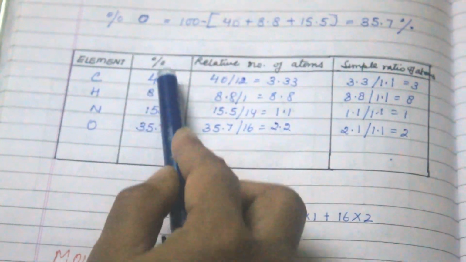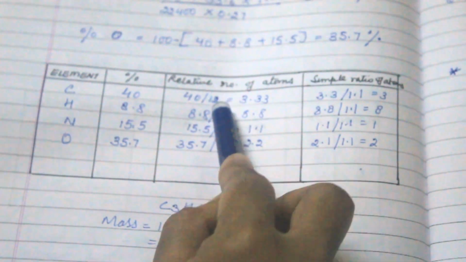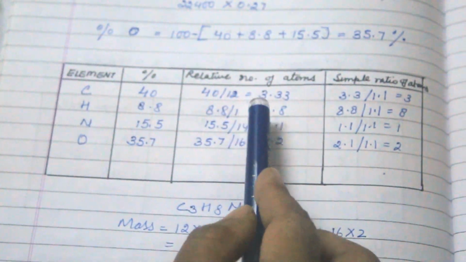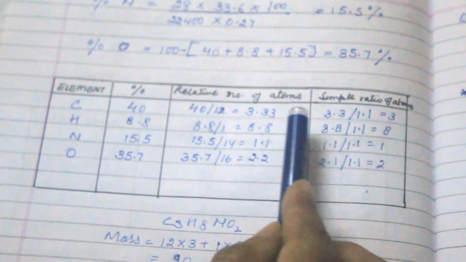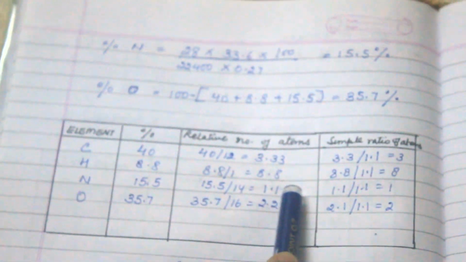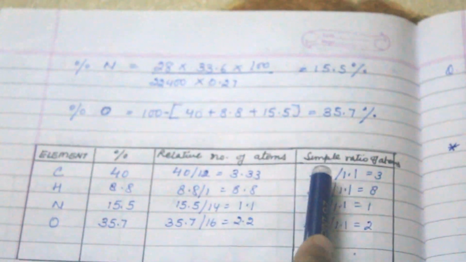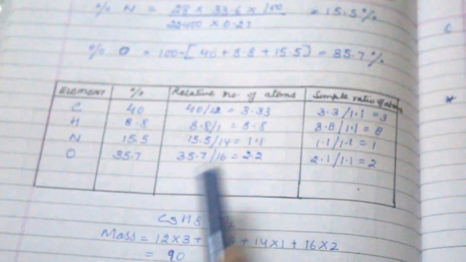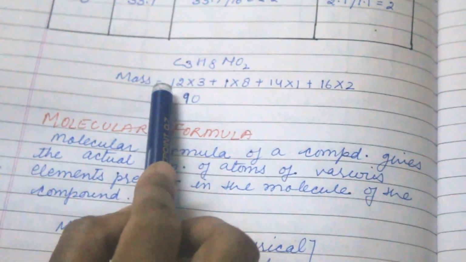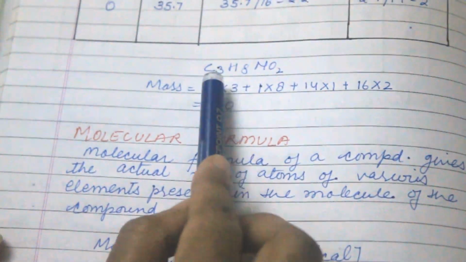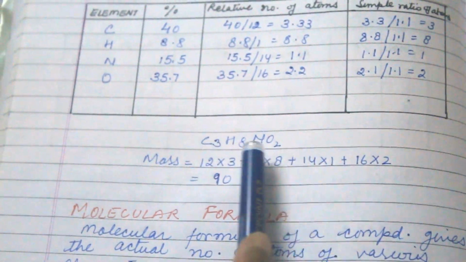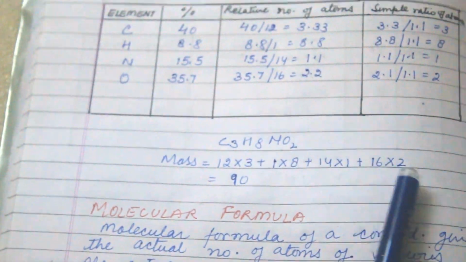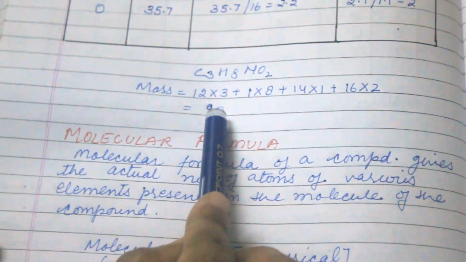Now we make the tabulation sheet. All the elements are here, all the percentages are here, all the atomic weights are here, and the percentage is divided by the atomic weight to find the relative number of atoms. The least number is nitrogen, so we divide all four by it, and we get the formula C3H8NO2. Now the mass is 12 into 3 because C is 3 here, 1 into 8 because H is 8, 14 into 1 because N is 1, and 16 into 2 because O is 2. Now the mass is 90.